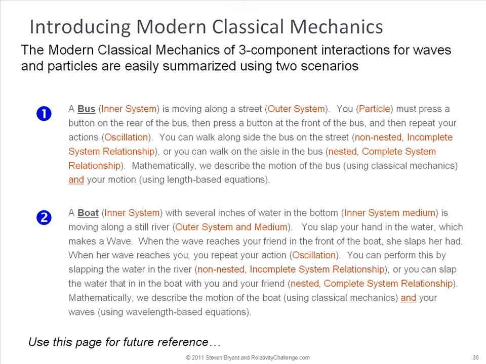I won't go into this in detail. Today I used a boat example, and so if you think of a boat that has water on the outside or water on the inside, that will help you understand how waves are behaving in modern classical mechanics. And if you are using the bus example, which I've given many, many times before, that gives you an understanding of how particles would behave, where particles will be described with length and waves will be described using wavelength.